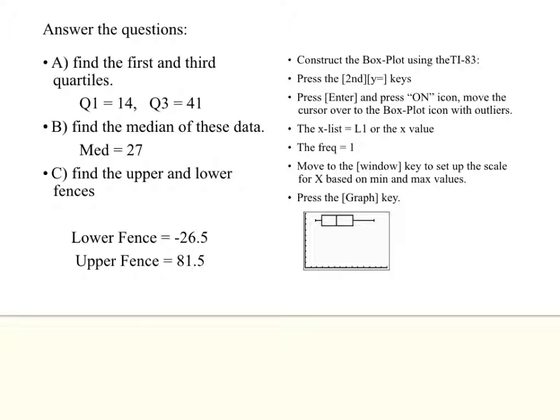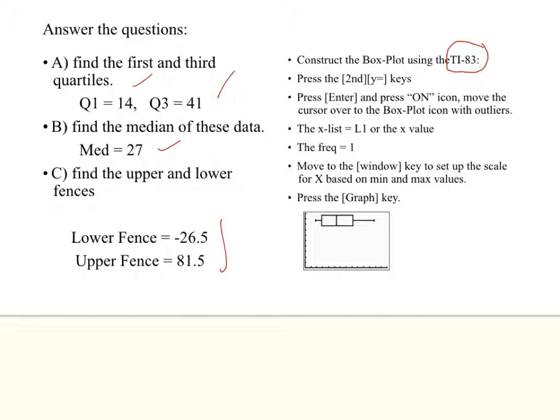So now, to answer question A, the first and third quartiles, we just look at our screen and we see that Q3 is 41 and Q1 is 14 and the median is 27. And we've already found the lower and upper fences. And now the idea is to construct a box plot using the TI 83.